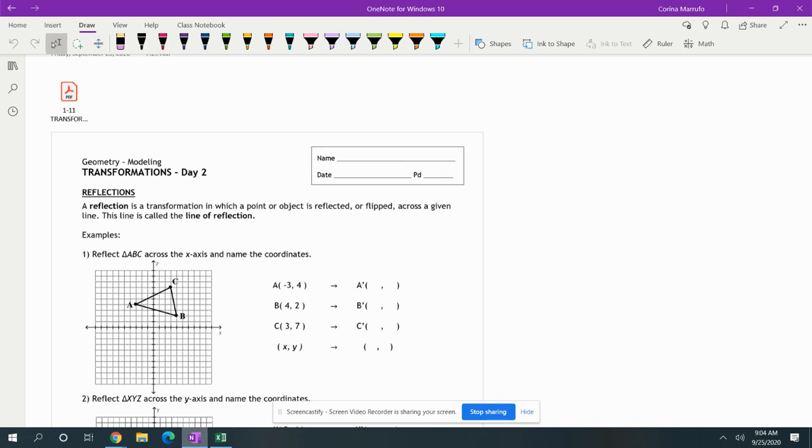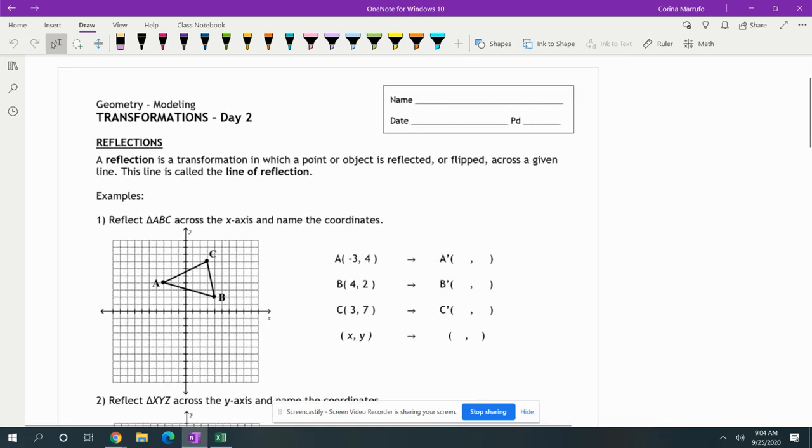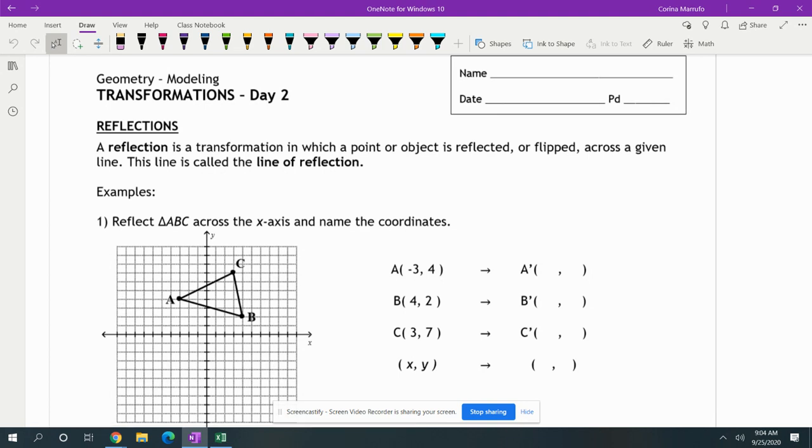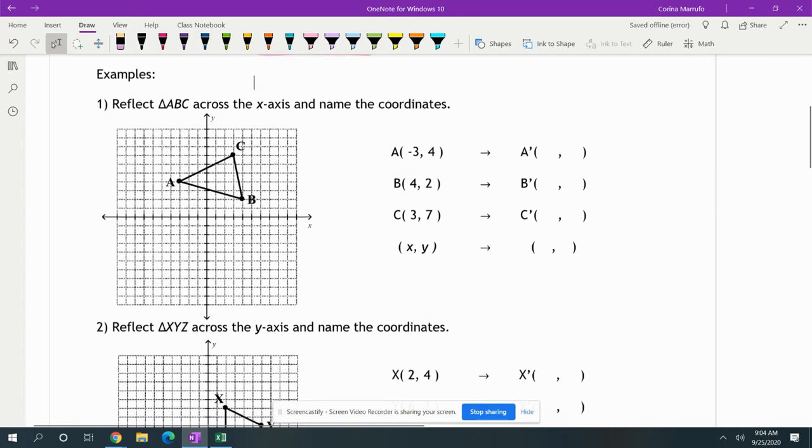All right, so the next topic that we're going to be covering is reflection. For our transformations, we're still doing transformations, but now we're going to be reflecting. Reflection is a transformation in which a point or object is reflected or flipped across a given line. This line is called the line of reflection. For example, here it wants us to reflect triangle ABC across the x-axis and name the coordinates, okay?